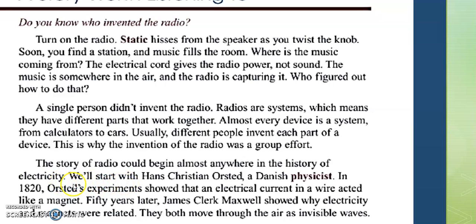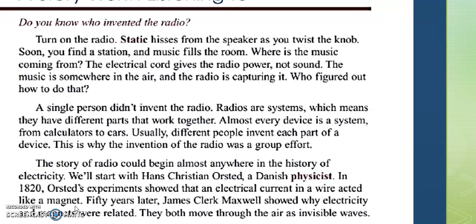We'll start with Hans Christian Ørsted. Hans Christian Ørsted, a Danish physicist, right? Danish is from one country. Danish physicist in 1820, more than 200 years ago. Ørsted's experiments showed that an electrical current in a wire acts like a magnet.